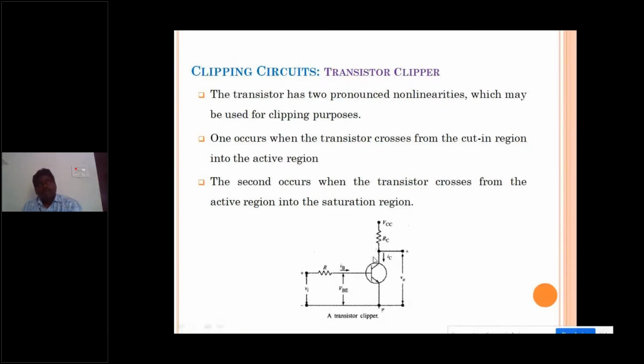You all know the different regions of operation of a transistor. A transistor operates in three different regions: cutoff region, active region, and saturation region. When the transistor is operated in the cutoff and saturation regions with a negligible active region, it is called a transistor switch. That comes under switching conditions. Now, in the clipping conditions, on and off conditions, we need to operate in three different regions. So, how can we operate a transistor as a clipper? We need to see.